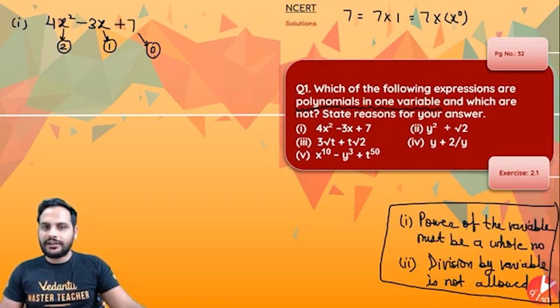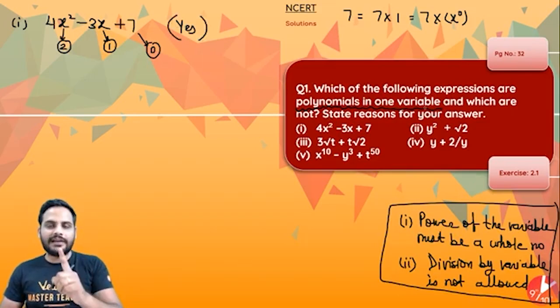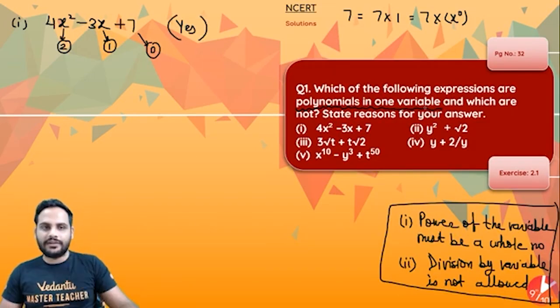So all the powers of the variable are whole numbers. Yes sir, 0, 1, 2 come under whole numbers. And you can see division by variable is not done here. So I can say yes sir, it is a polynomial in one variable. Remember, it is asking polynomial in one variable.